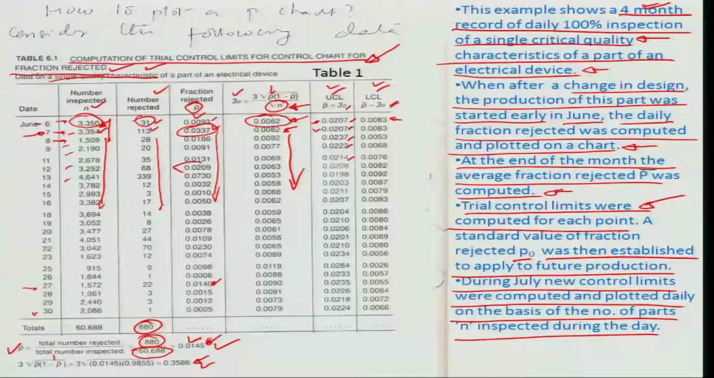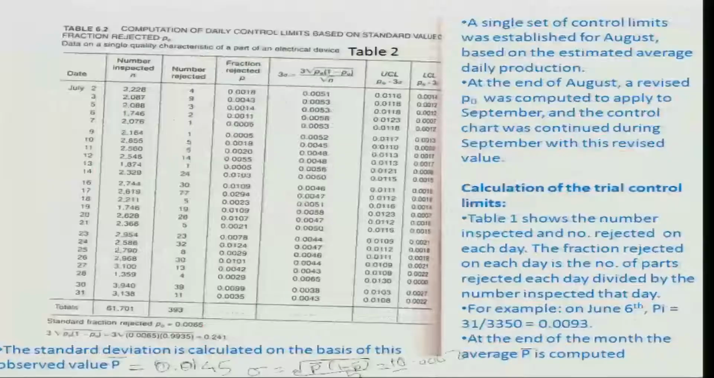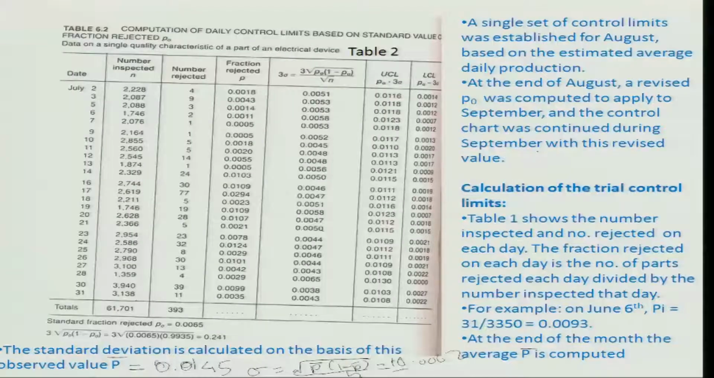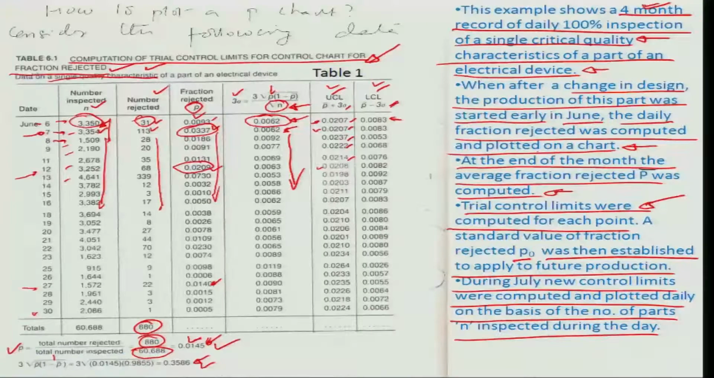For example, this again is an outlier. June 12th is an outlier, because 0.0209 is greater than the upper control limit in this particular case. Okay. Similarly, there may be cases where it goes below the lower control limit. So, in a nutshell, the days June 7, 12, 13 and 22 are basically the outliers, if I look back at the data calculated for June. So, 7, 12, 13 and 22 are the outliers, as you can see here.